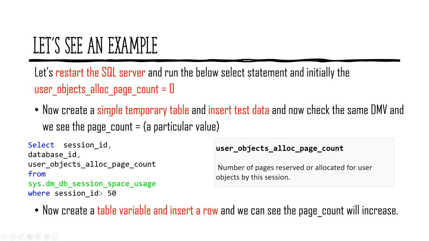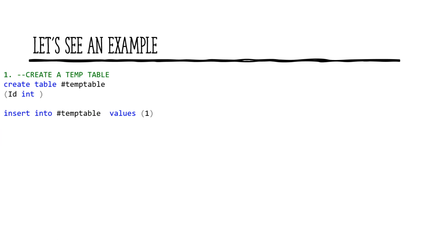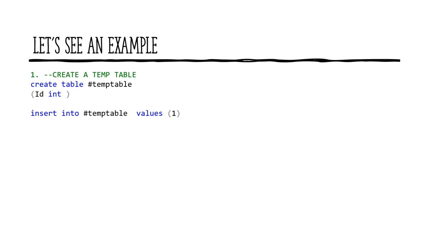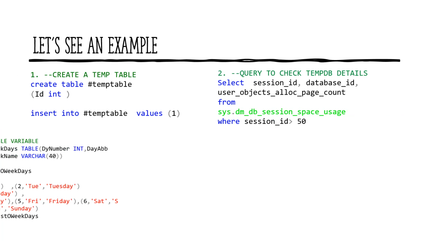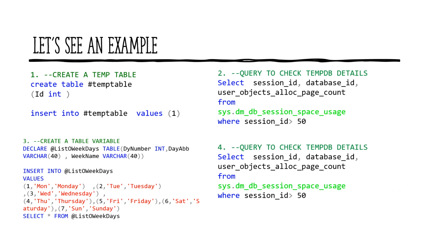So we are going to create a simple temporary table, insert some test data, and find out what the user object allocation page count would be. Then again, create a table variable, insert a row in it, and see what the user objects allocation page count is going to be. I have a script here for creating a temp table, running this select statement with the DMV, then creating a table variable, and going back to check if the page count increased or decreased. So I'm going to switch to my SSMS right now.